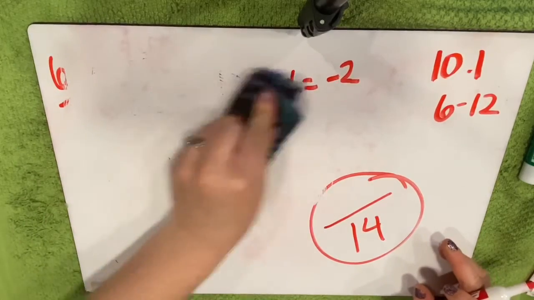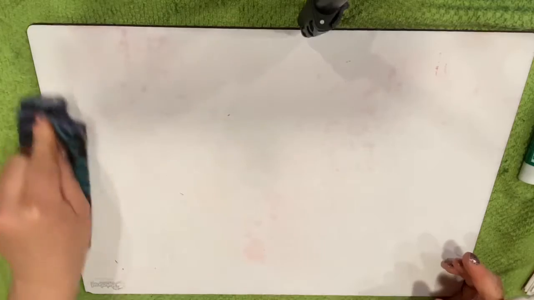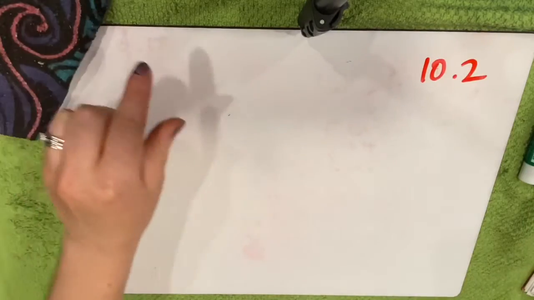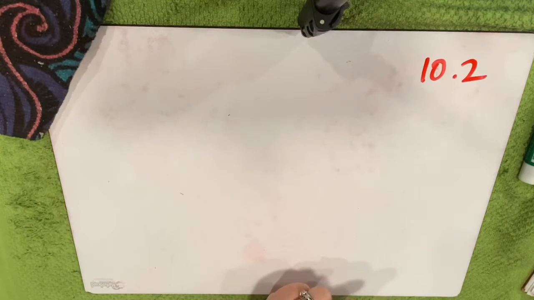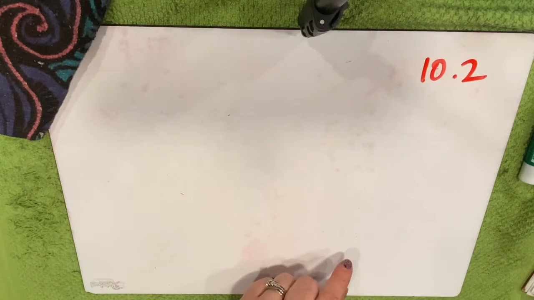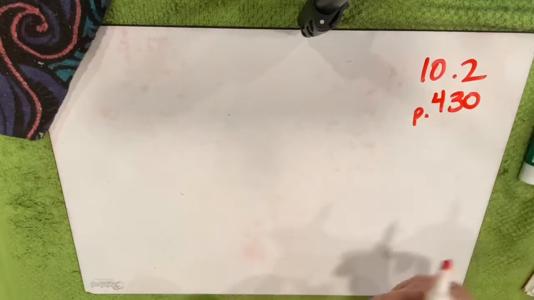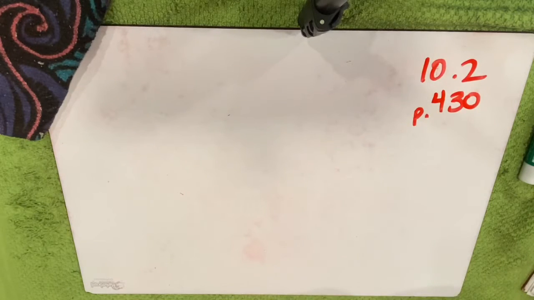Okay, so we're going to move on to 10.2. We're on 10.2, and that is on page 430. Okay, so this lesson is about solving equations with variables on both sides.